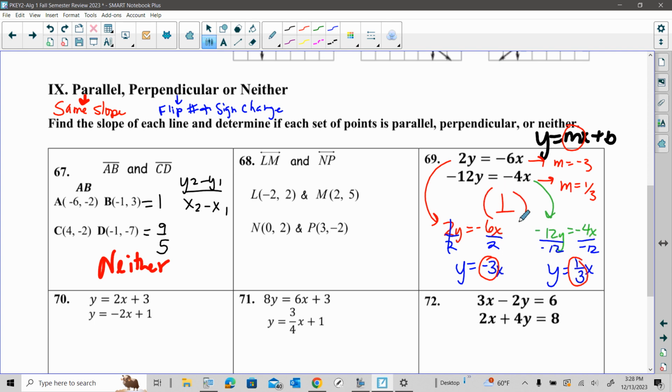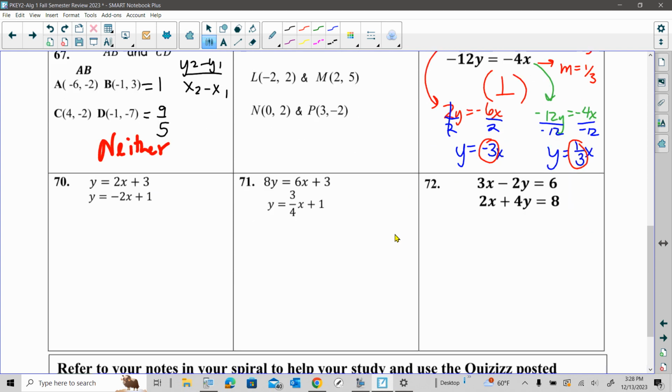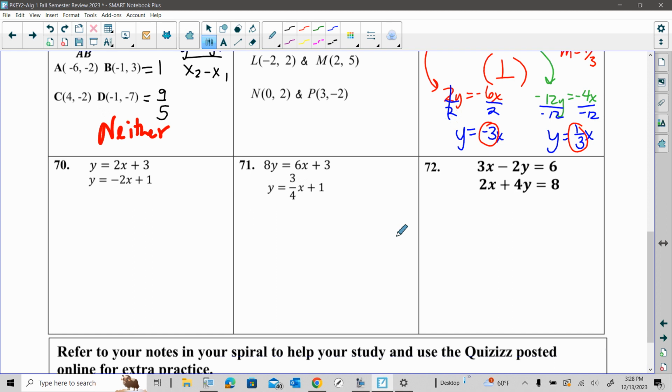So we need you to solve for y. We need you to see the slope, the m, so that you can come up with your answers. So you need to do that on this section. All right. 70 is real simple. Look, I can see the m, that's 2. That m is a negative 2. This is just a sign change. So this is neither. It has to be a flip to be perpendicular.